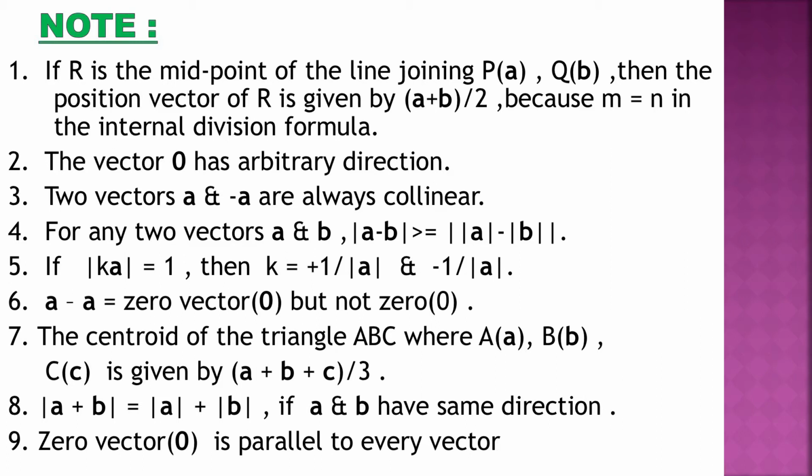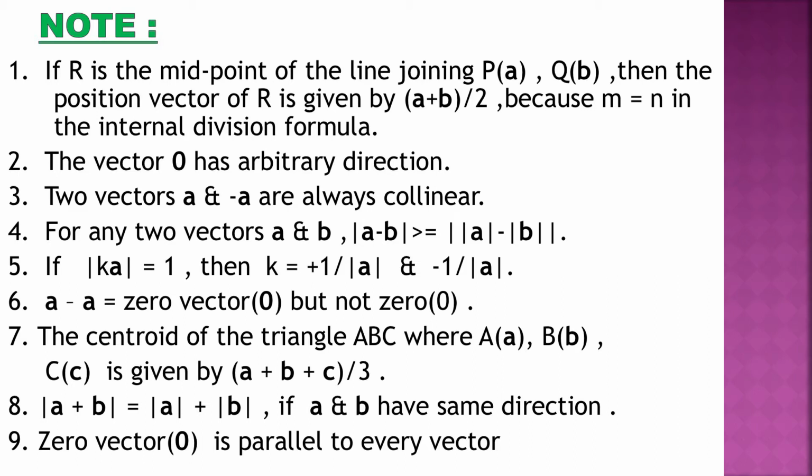The zero vector has arbitrary direction and is parallel to any vector. Next, two vectors A and minus A are always collinear. Mind it, because this is for your short question.